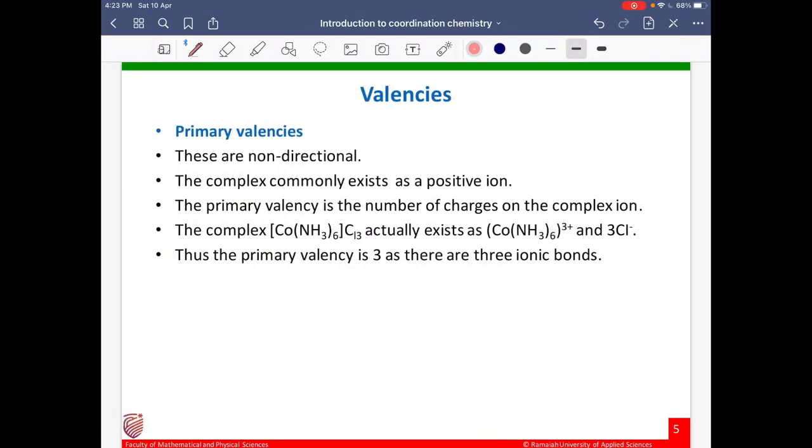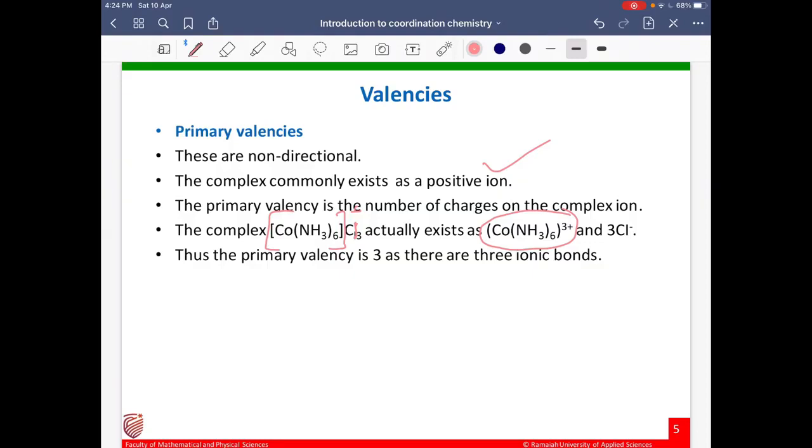We will discuss the valencies. The first valency, primary valencies. Primary valencies are non-directional, so primary valency will not determine the shape of the complex. The complex commonly exists as a positive ion. The primary valency is the number of charges on the complex ion. The complex Co(NH3)6Cl3 actually exists as [Co(NH3)6]3+, one ion, and 3 Cl- ions.